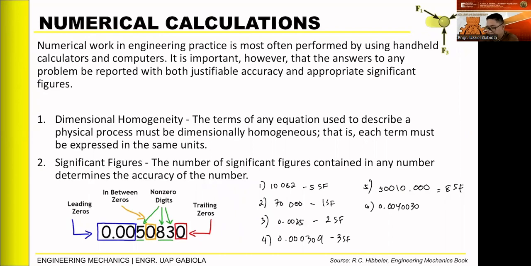So last, 0.004030. How many? 5 po. So the correct answer is 5 significant figures. Bakit? Si 00 is a leading zero, so hindi siya kasama. Itong dalawa is in between, so kasama siya. Si 0 trailing zero siya, pero kung papansinin mo, may decimal point dito. So kasama siya as significant. So ibig sabihin, ito yung significant figures natin. Okay? So 5 significant figures. So ayan, dapat aware tayo doon sa significant. Sir, basta po meron.